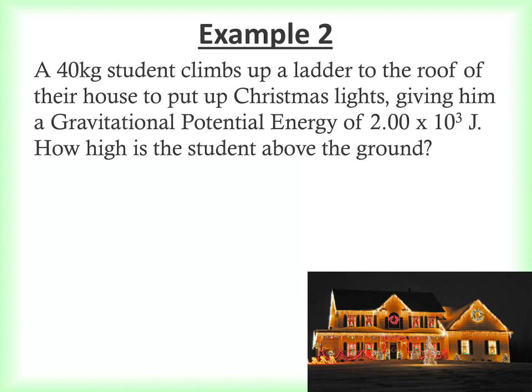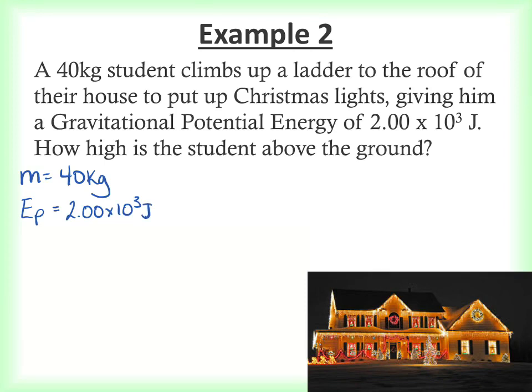All right, so we have a 40 kilogram student. Oh, what were we just given? We were given mass, also in kilograms, yay, that is what we need. Climbs up a ladder to the roof of their house to put up Christmas lights, giving him a gravitational potential energy of 2.00 times 10 to the 3 joules. Interesting. Didn't give us height this time, it gave us potential energy.